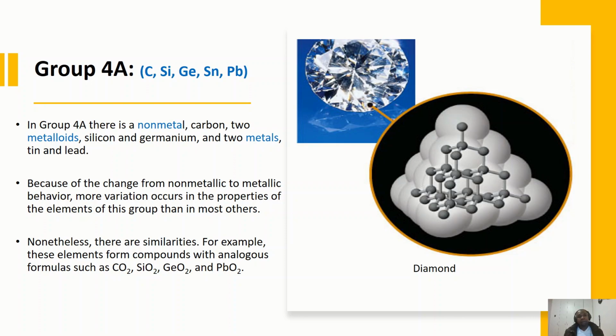Despite the fact that they are all different, non-metal, metalloids, and metals, they still have something in common. These elements form compounds with analogous formulas such as CO2, SiO2, GeO2, and PbO2. So they have that in common.